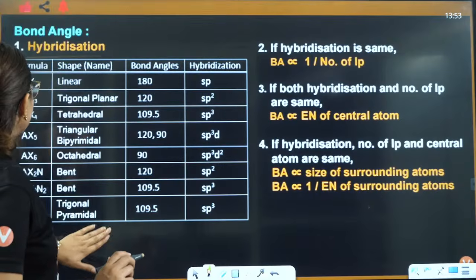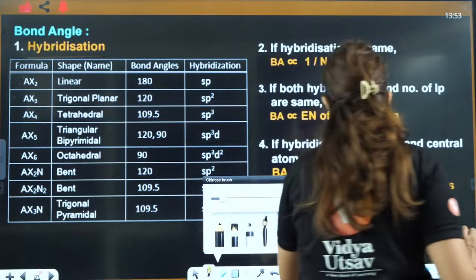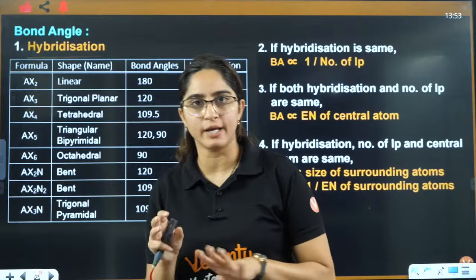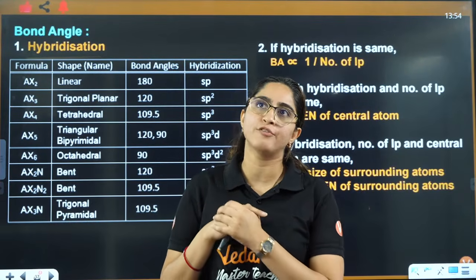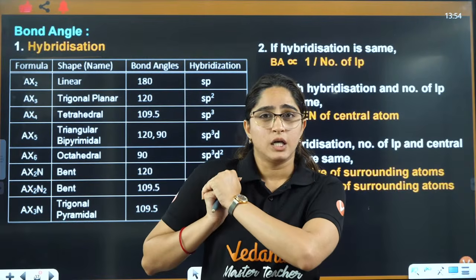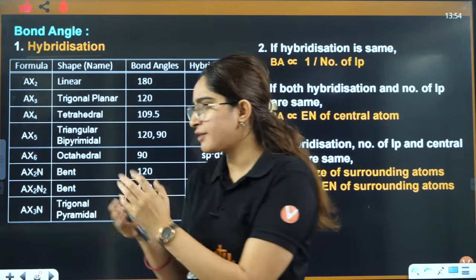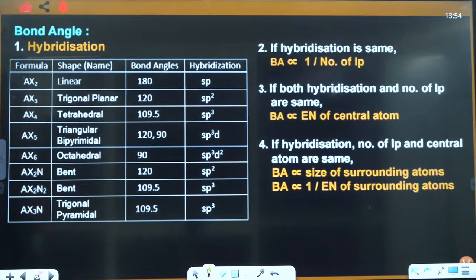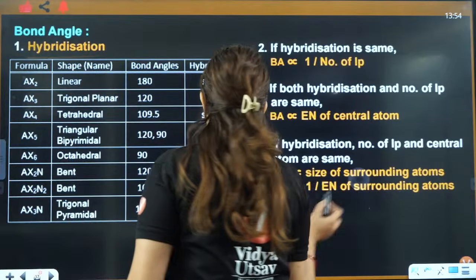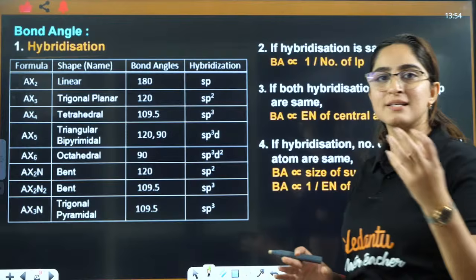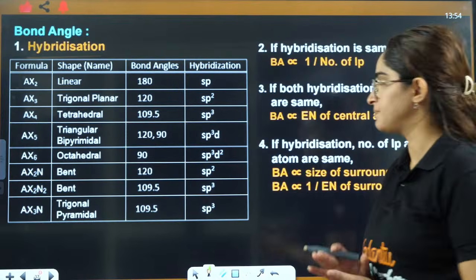Let's talk about it. Three topics majorly we are left with. One is bond angle, then you have dipole moment, then you have hydrogen bonding. So these are three very small topics that we are left with. Let's see bond angle. Bond angle firstly depends upon the hybridization.